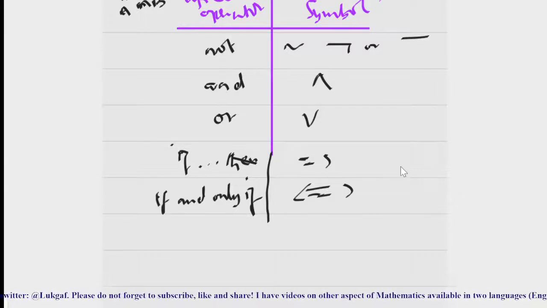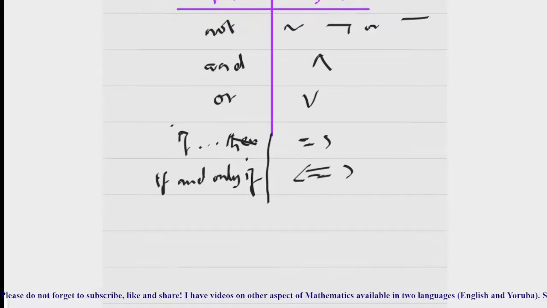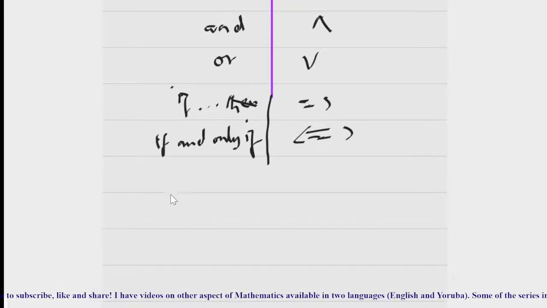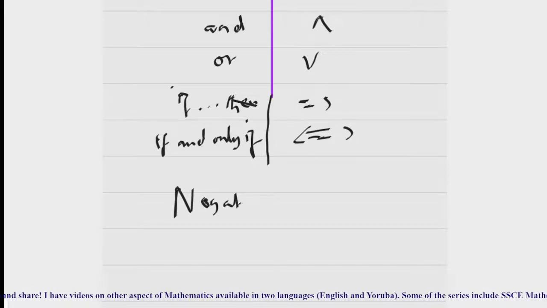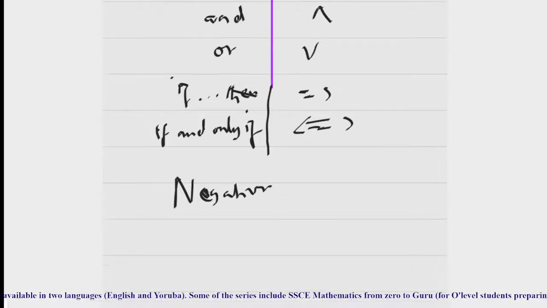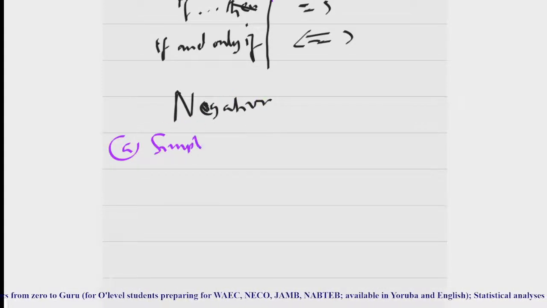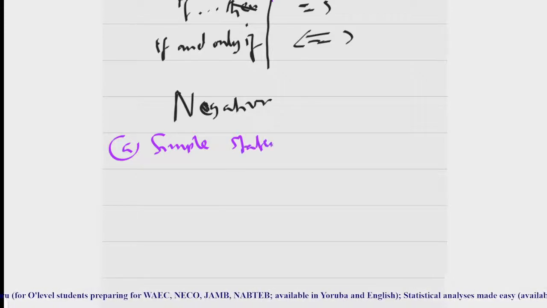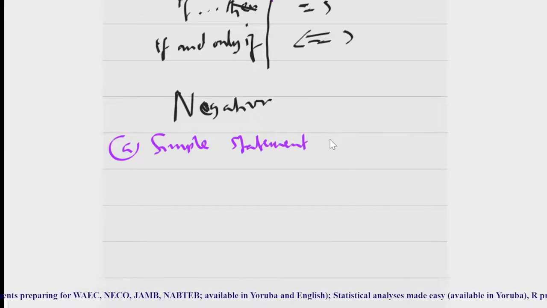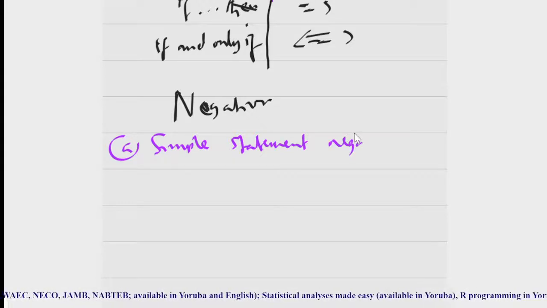Okay, now let us take them one by one. The first one I'm going to talk about today is negation. Negation can come in two ways. You can negate one statement, that is a simple statement, then you can negate two statements as well. I hope you understand now. So number one, let us do that of simple statement. Negation of simple statement.